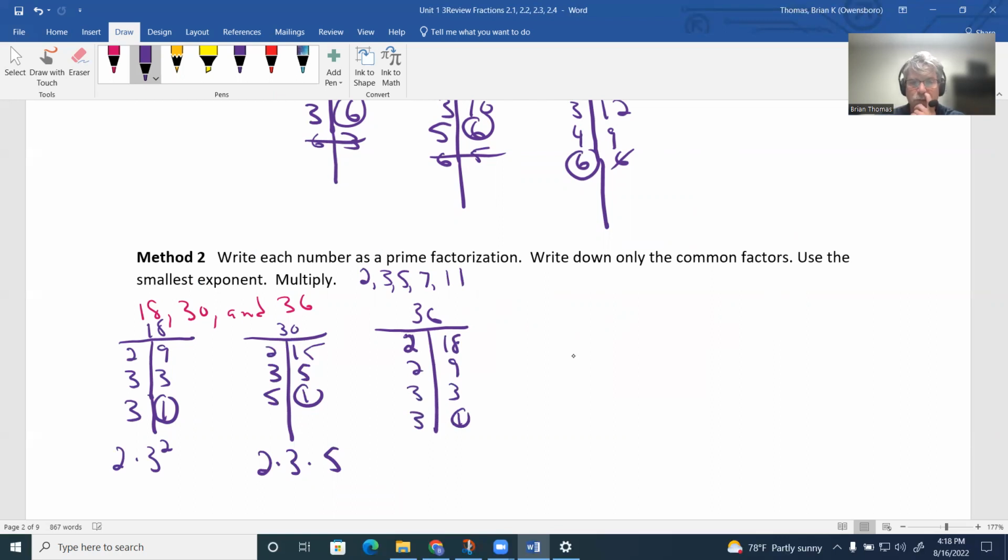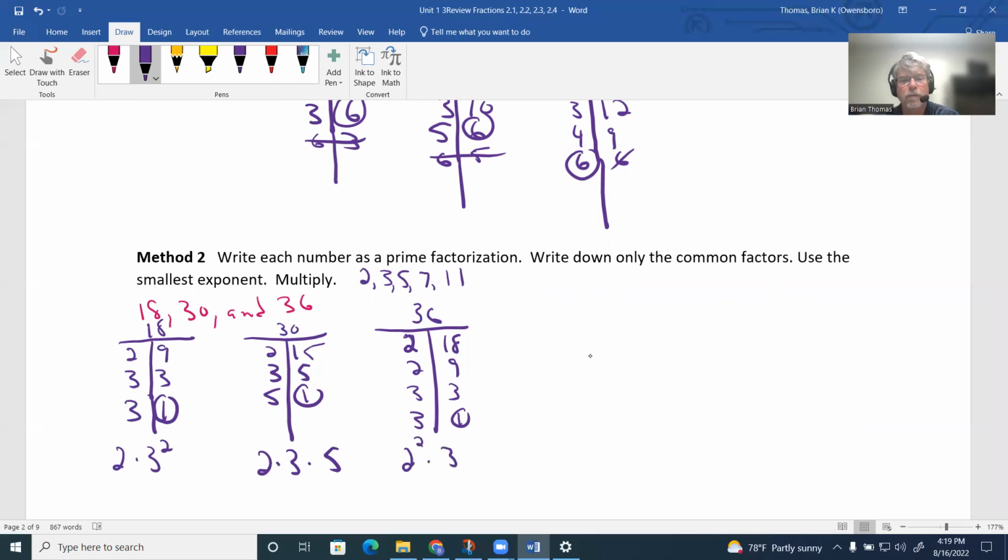So notice how we're kind of using division. 36 divided by 2 is 18. 18 divided by 2 is 9. 9 divided by 3 is 3. 3 divided by 3 is 1. It kind of makes that pattern across there. So again, notice how I did 36 divided by 2 is 18, 18 divided by 2 is 9, 9 divided by 3 is 3, 3 divided by 3 is 1. So if I write that down, I have 2 squared times 3 squared.